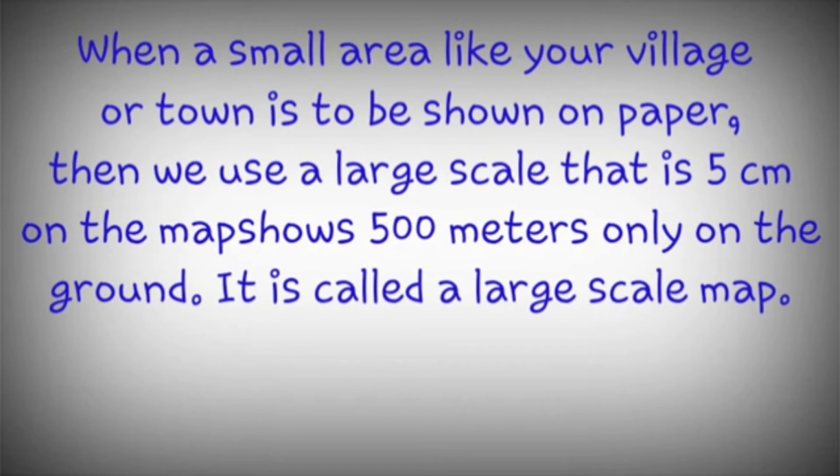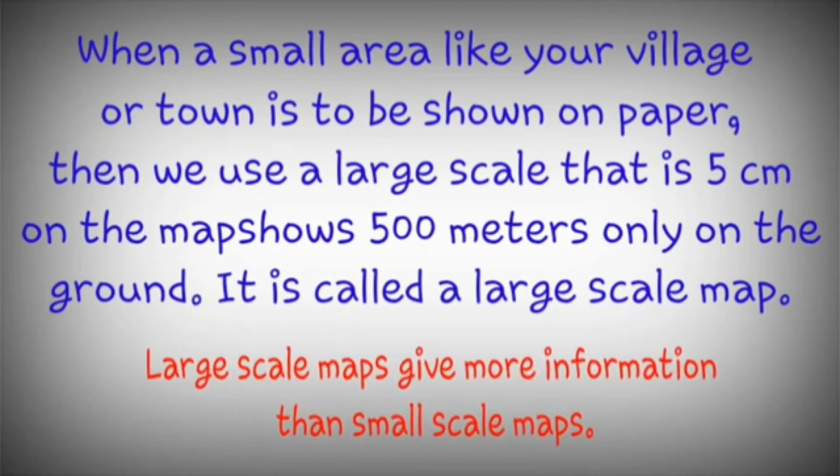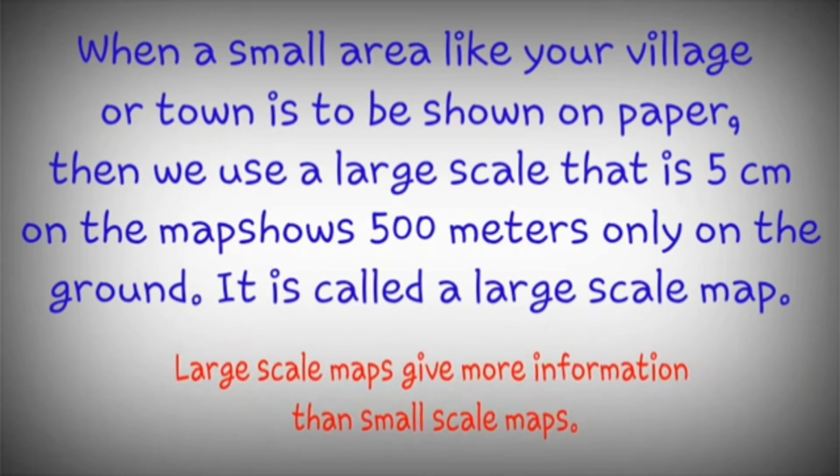When a small area like your village or town is to be shown on a paper, then we use a large scale, that is 5 centimeter on the map shows 500 meters only on the ground. It is called a large scale map. Large scale maps give more information than small scale maps.